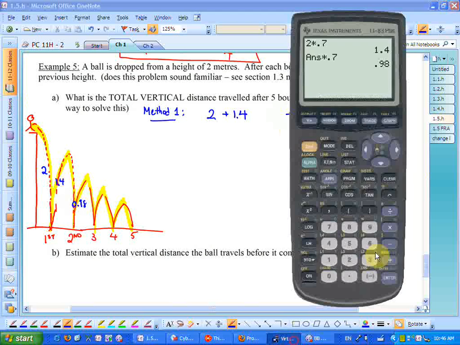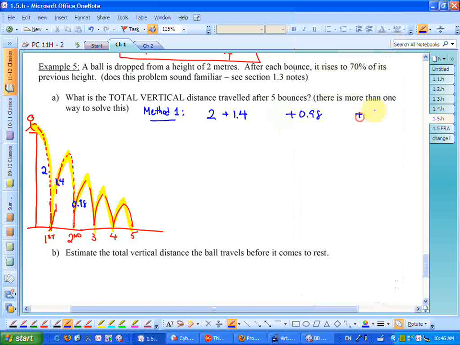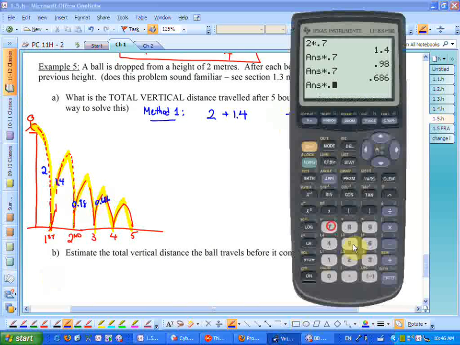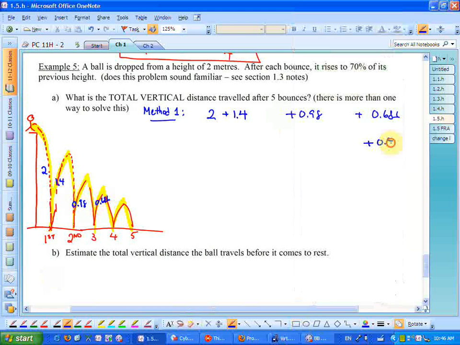What's the next one after that? 0.686, okay. Next one after that? 0.4802, okay. Maybe I'll move it over. 0.4802.